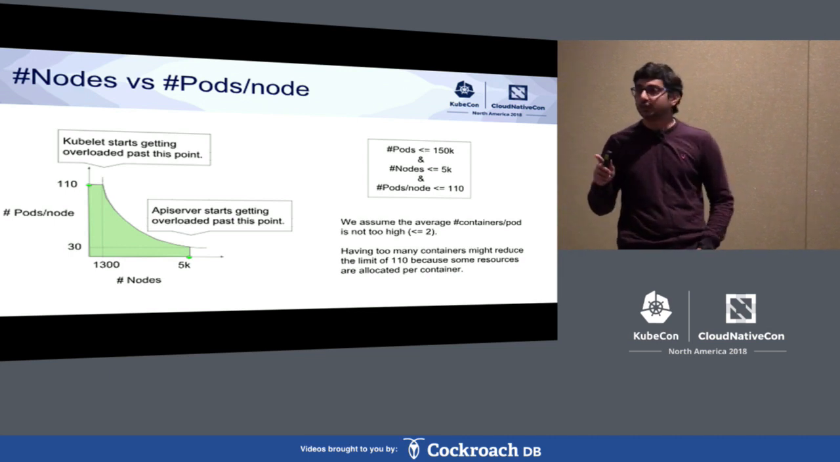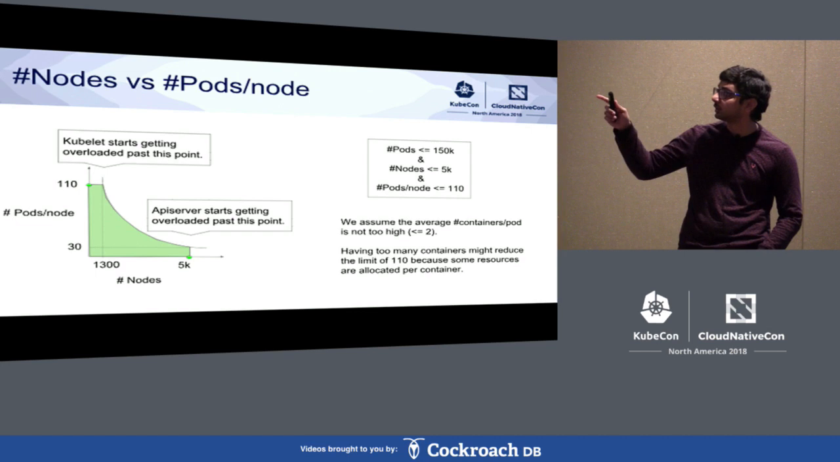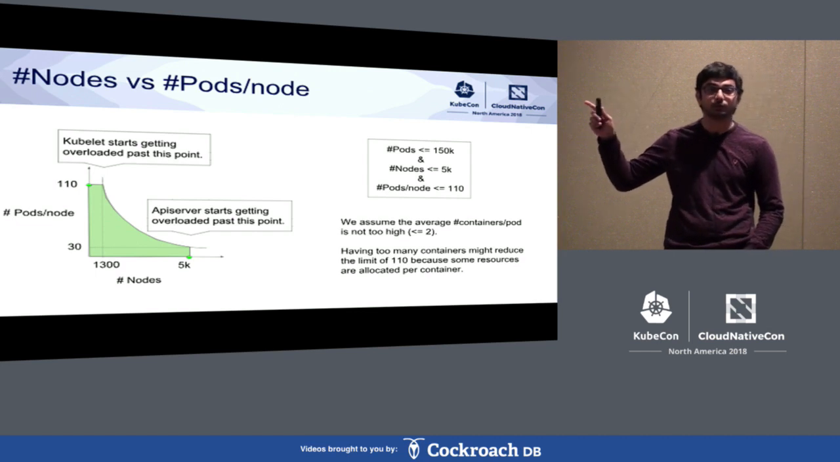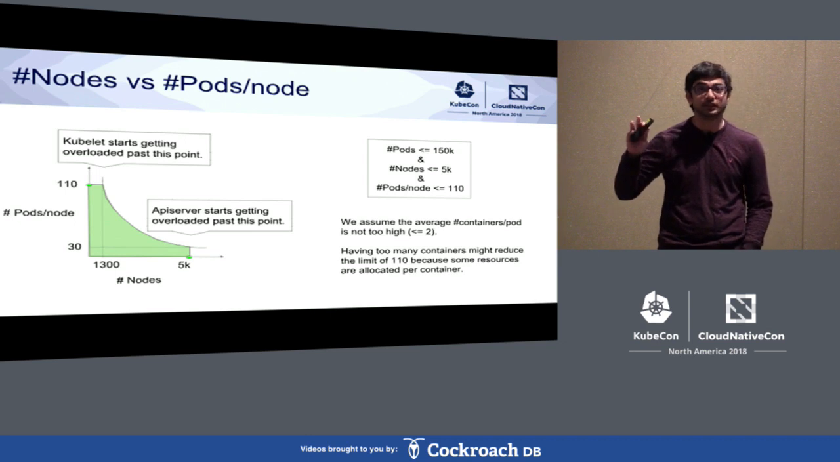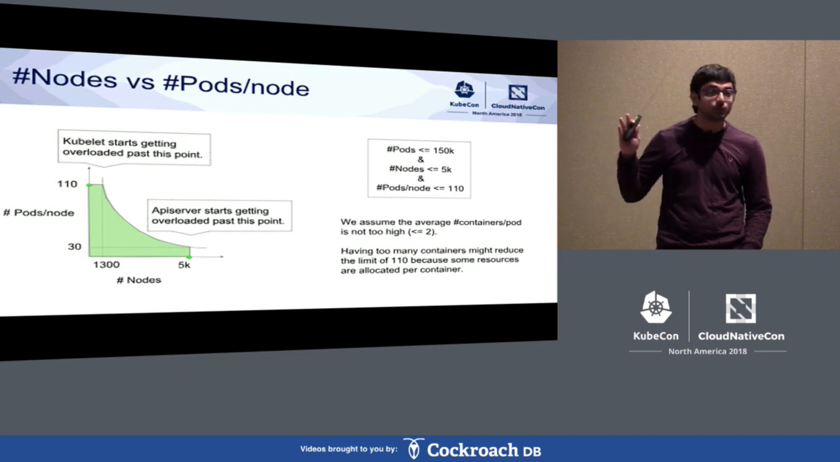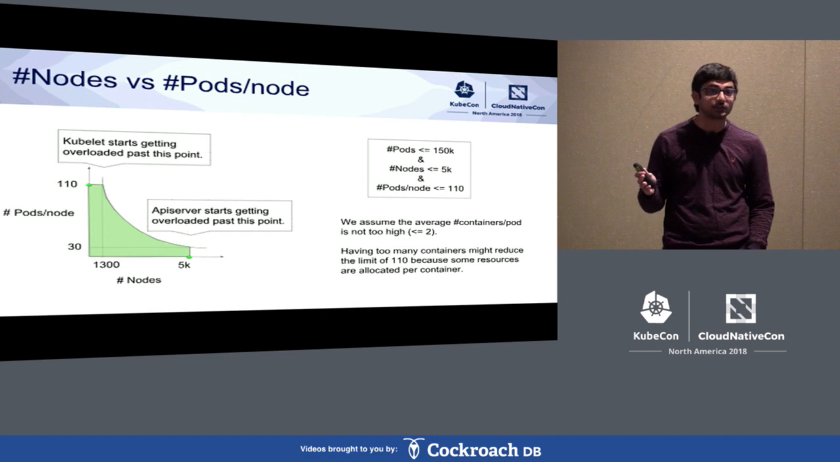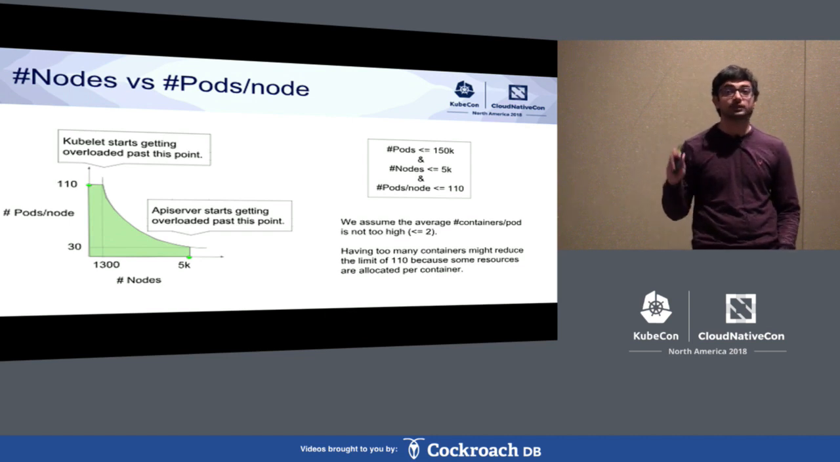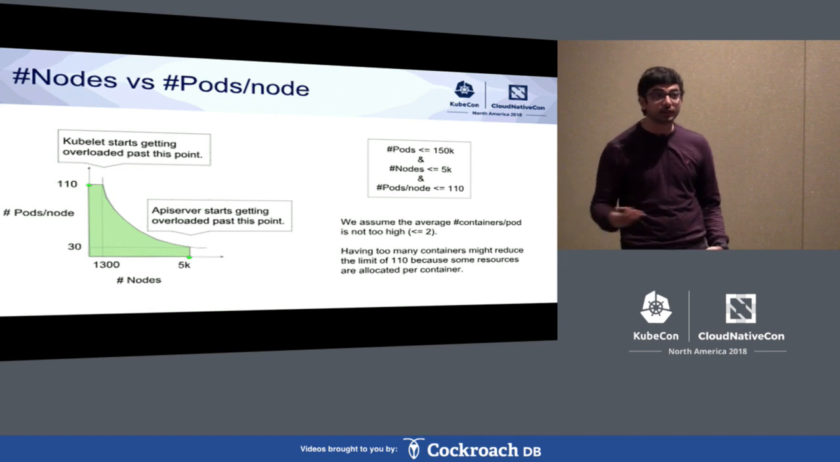There's a note I want to make here: when I said the number of pods is 110 per node, you need to keep in mind that there is an assumption that the number of containers in a pod is not too high. So it's not more than two on average, because if you have too many containers, that can also create issues, because there is some fixed amount of cost that kubelet and Docker have to bear per container, and that rises.